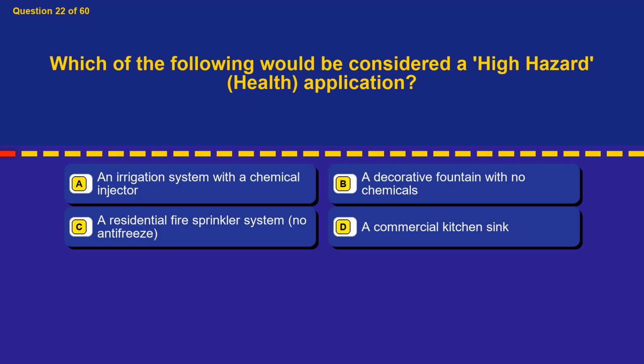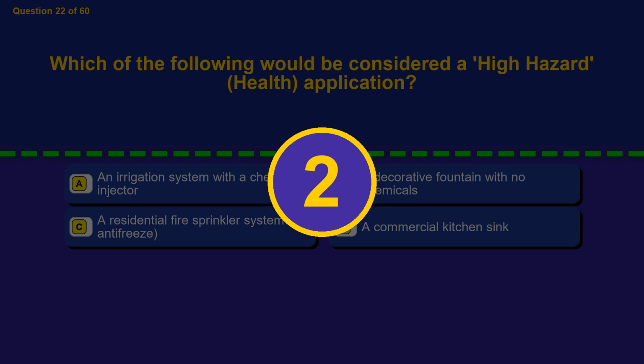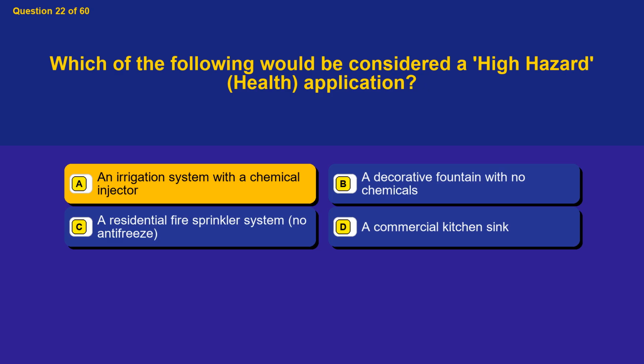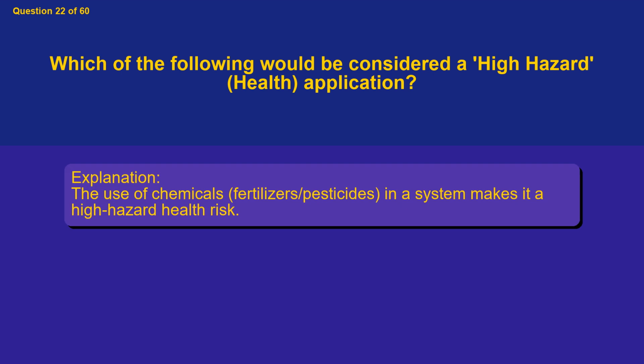Question 22. Which of the following would be considered a high-hazard health application? Option A, an irrigation system with a chemical injector. Option B, a decorative fountain with no chemicals. Option C, a residential fire sprinkler system, no antifreeze. Option D, a commercial kitchen sink. The correct answer is option A, an irrigation system with a chemical injector. The use of chemicals, fertilizers/pesticides, in a system makes it a high-hazard health risk.